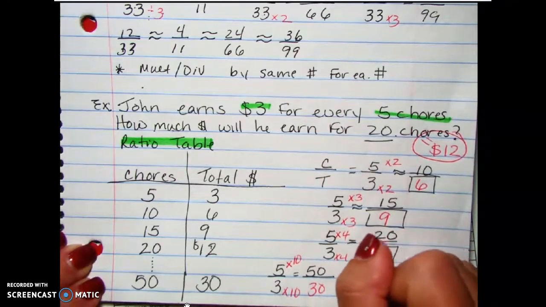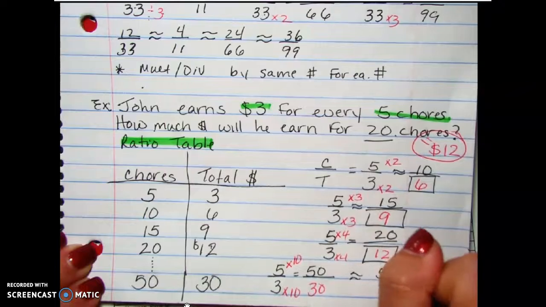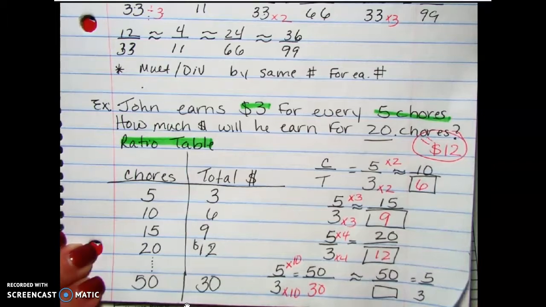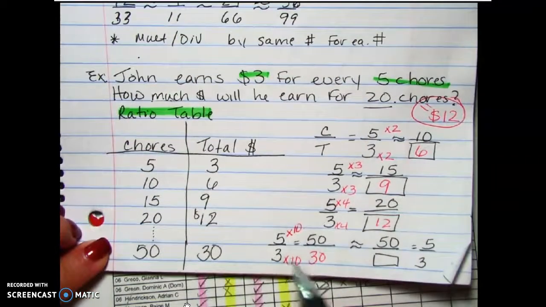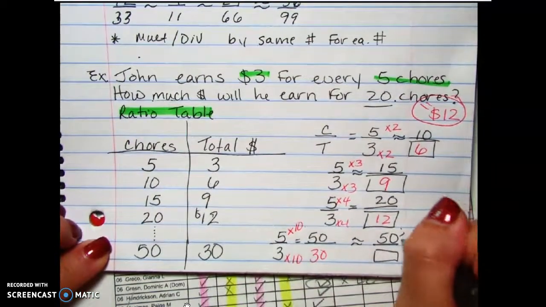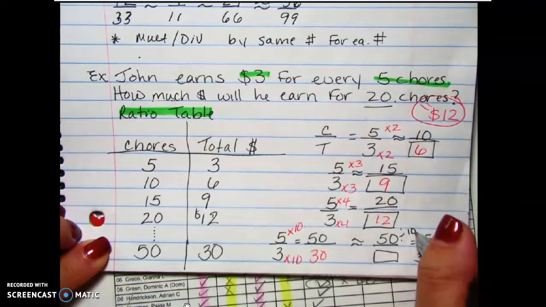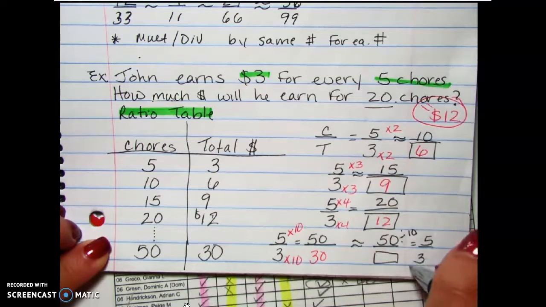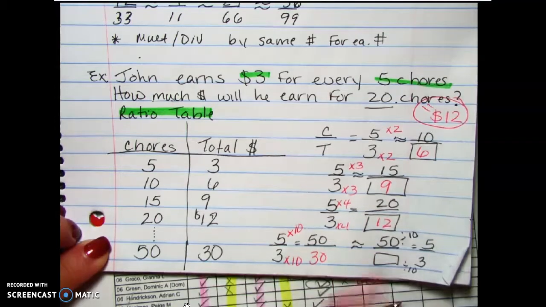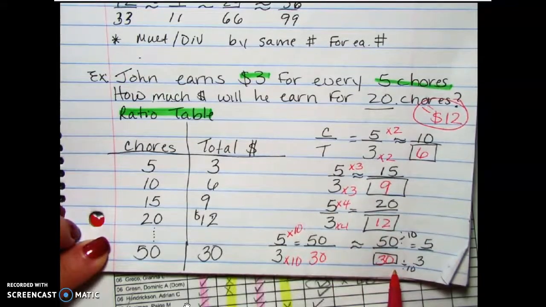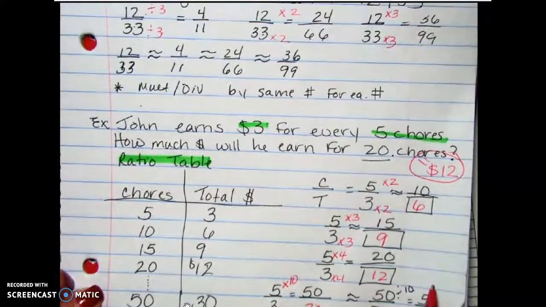Now, this can also be the other way around. You could also have where you would have 50 to some number is equal to 5 to 3. Well, remember, multiplication and division are inverse. So 50 divided by 10 equals 5. So what divided by 10 equals 3? 30. If you know your math facts, you can figure this out. All right, that's it.